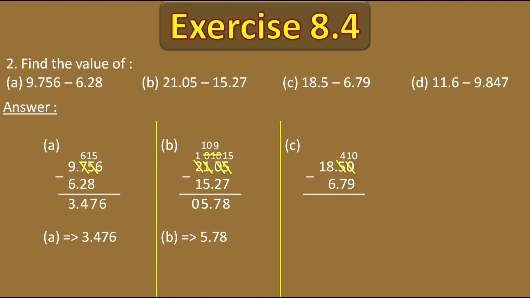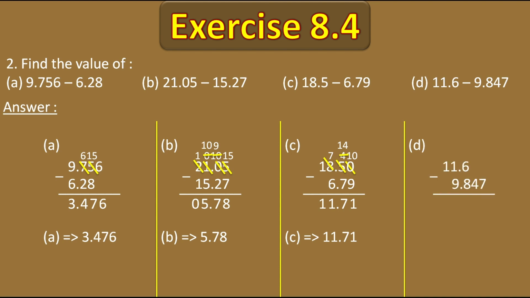Now 10 minus 9 is 1 and 4 minus 7 we can't do. So again we have to make this 4 as 14 by taking 1 from this 8. So 8 becomes 7 and this 4 became 14 now. 14 minus 7 is 7. Now 7 minus 6 is 1 and 1 minus 0 is 1. Okay, so the answer we got is 11.71. Okay, the next we have 11.6 minus 9.847.